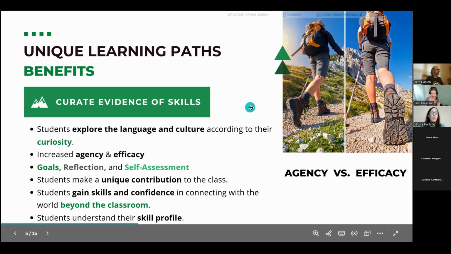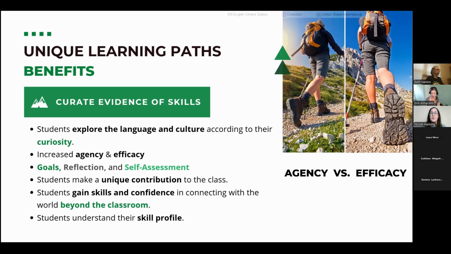Okay, so why would we consider unique learning paths, and what is that? What does that look like? How can we pull that off? So the first thing I would say that it's important to know, and you like all my little outdoor pictures, my hiking and camping, right? Because we're all on a journey. Our students are on a journey. We are on a journey with them.